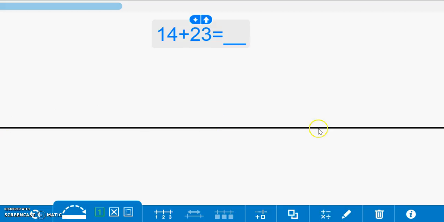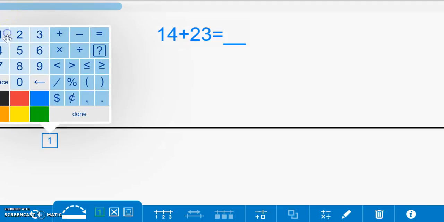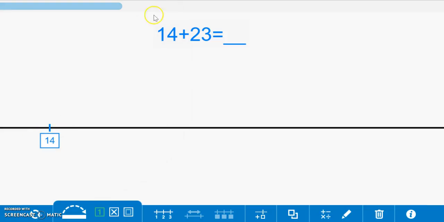I'm going to draw my straight line, which is already on the screen for you. And I'm going to start my number line with my very first number, 14. So inside my box, I'm going to put the number 14. Now, I need to make some hops on my number line. The number of pencils I went out and bought, 23, is going to represent how many hops I need to make. So I'm going to show my first hop.